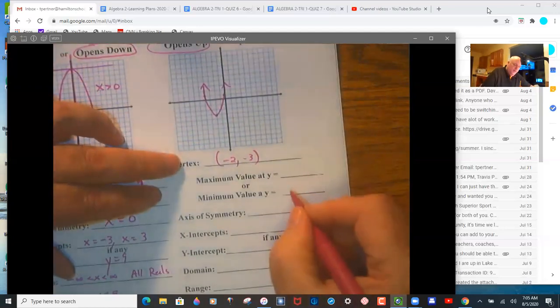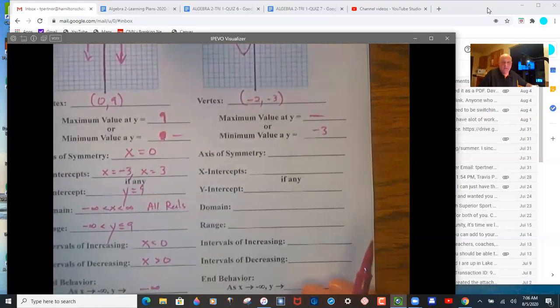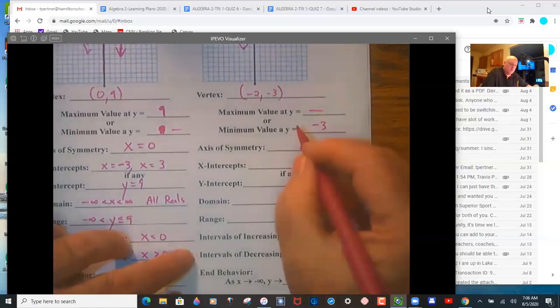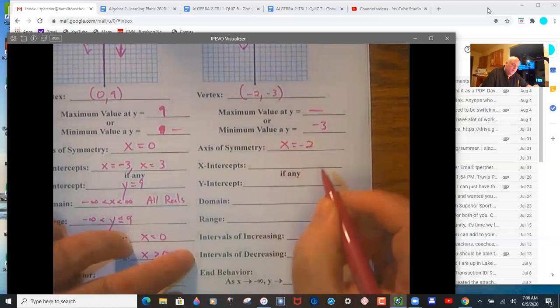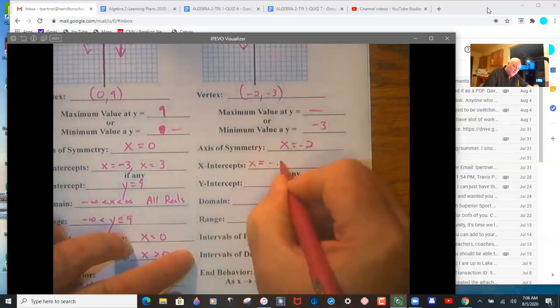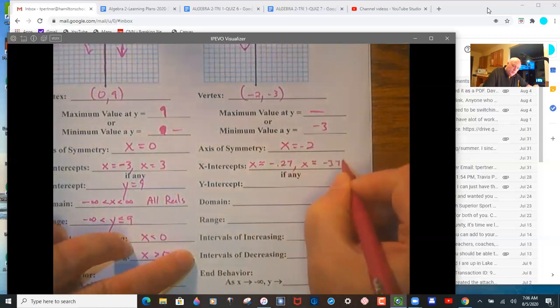Okay, so we have a minimum value at -3. Remember, that's the y value at -3. That's the y value of the vertex, and that occurs in that. So that goes either here or here, depending. Axis of symmetry, it's the x value of the vertex. X-intercepts, they are not nice. You're going to have to run this through polysimul 2.